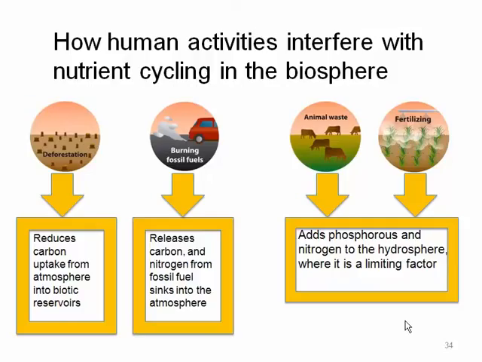Other cycles that have been interfered with are the phosphorus and nitrogen cycles through agriculture, both in terms of animal waste and fertilization. And what these do is rearrange and transport phosphorus and nitrogen such that they are no longer limiting in some cases, but if they're used in excess, then they may be transferred to waterways and create artificial algal blooms and dead zones.